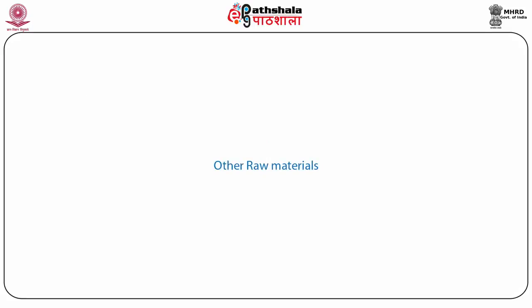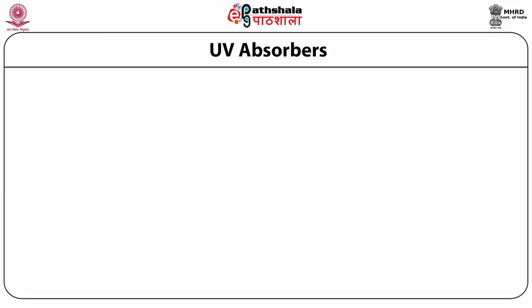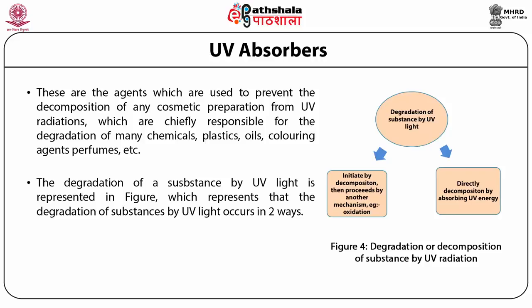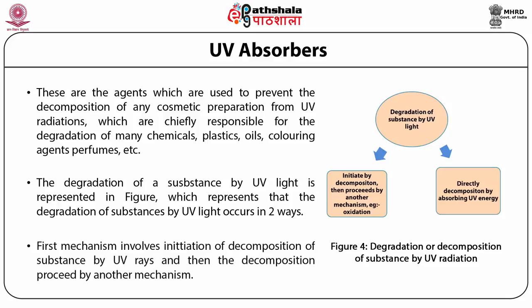Other raw materials used for the formulation of cosmetic products: UV absorbers. These are the agents which are used to prevent the decomposition of any cosmetic preparation from UV radiations, which are chiefly responsible for the degradation of many chemicals, plastics, oils, coloring agents, perfumes, etc. The degradation of a substance by UV light is represented in figure 4, which shows that the degradation of substances by UV light occurs in two ways. The first mechanism involves initiation of decomposition of the substance by UV rays, and then the decomposition proceeds by another mechanism which involves direct decomposition of the substance by absorbing UV light.